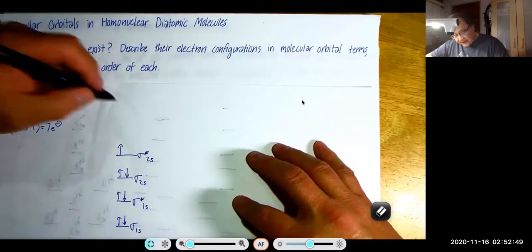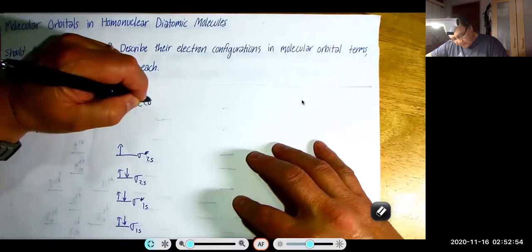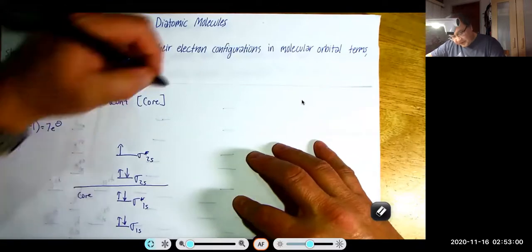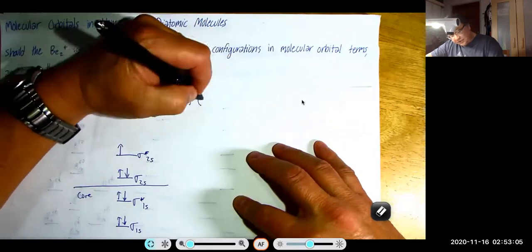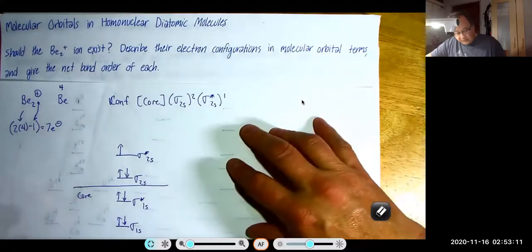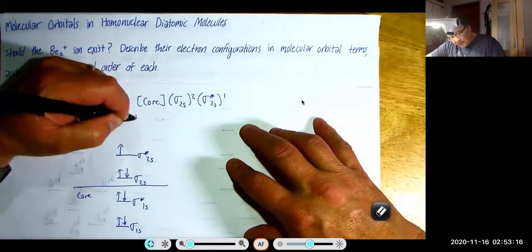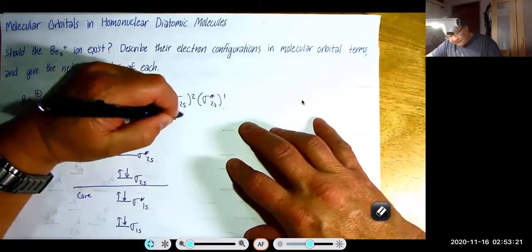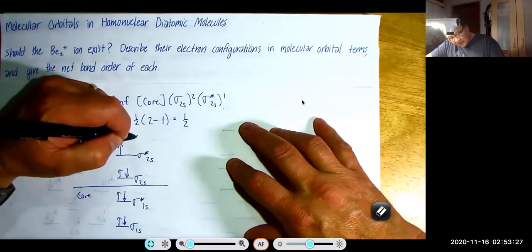Okay, so when we write down the configuration, it's going to be the core. So that's these guys, the core. And then it's going to be parentheses, sigma 2s2, parentheses, sigma star 2s1. So there's the configuration for Be2+. When we look at the bond order, it's going to be 1/2 of 2 minus 1, which is 1/2. And it's going to be paramagnetic because it has an unpaired electron.